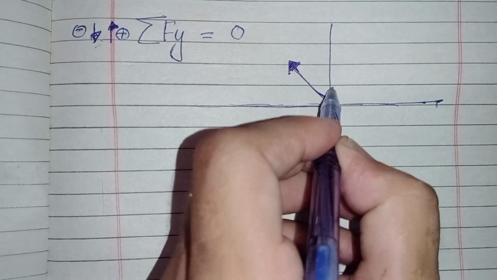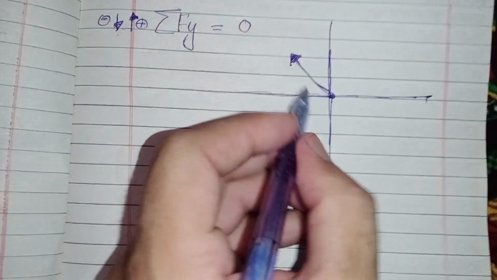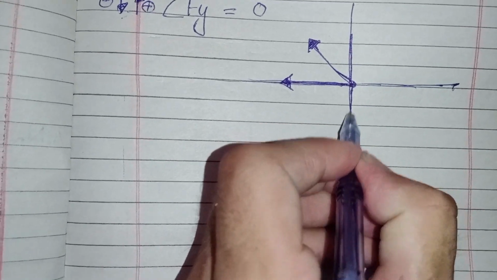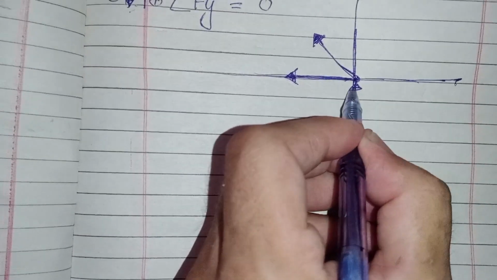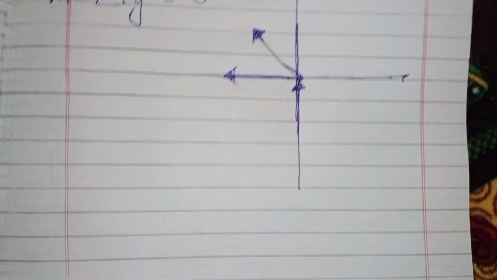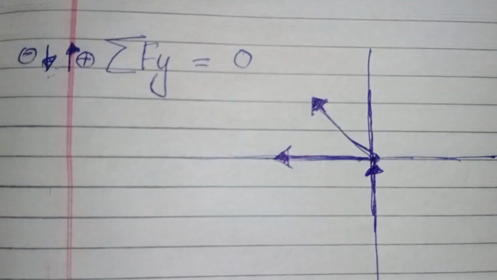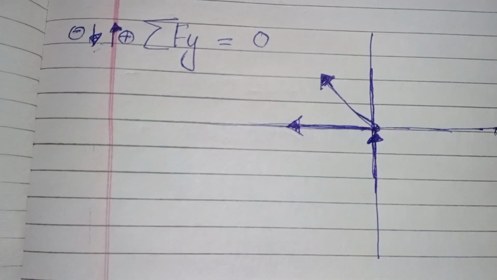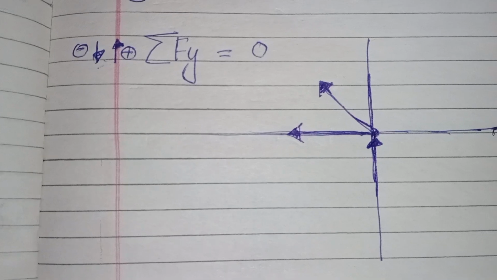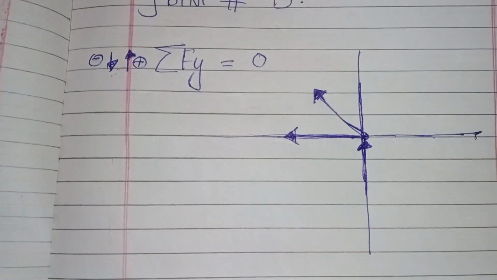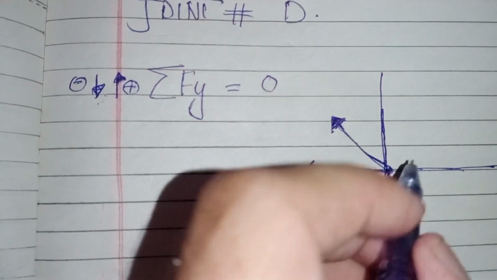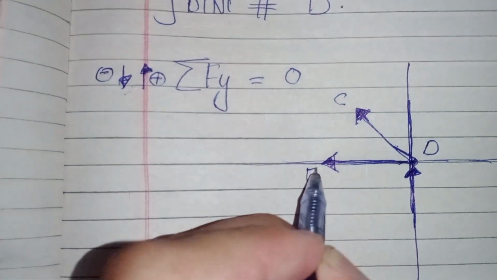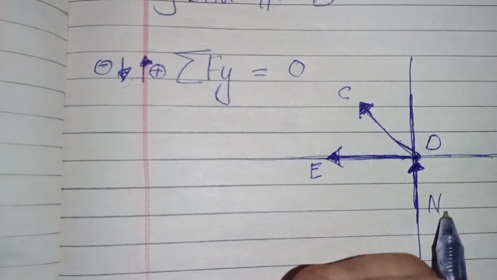Now I assume that this force is in tension. I also assume that this force is in tension, and I know that this one is in compression. The force directed toward the joint will be called compression, and the force directed away from the joint will be called tension. So this is joint D, with members CD, ED, and ND.